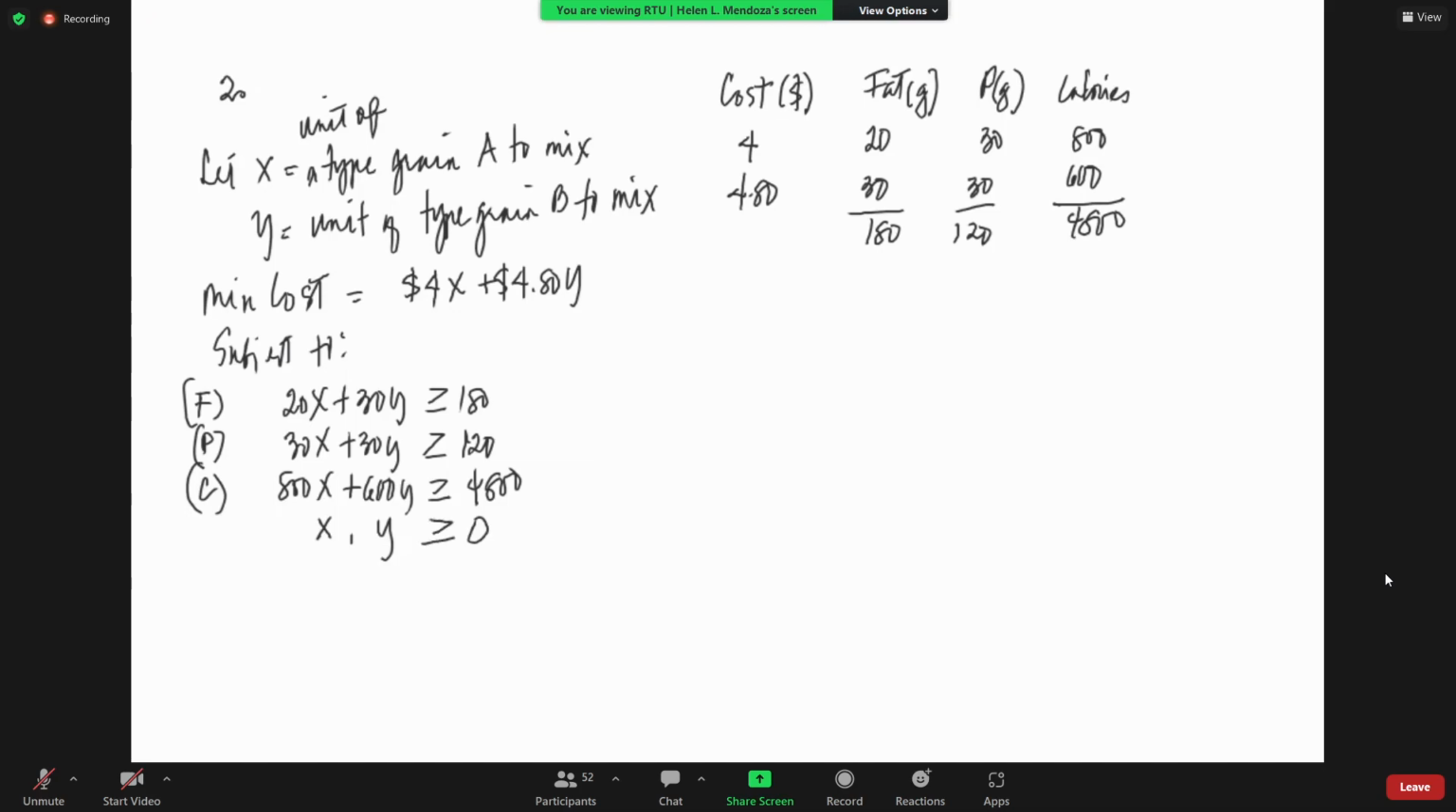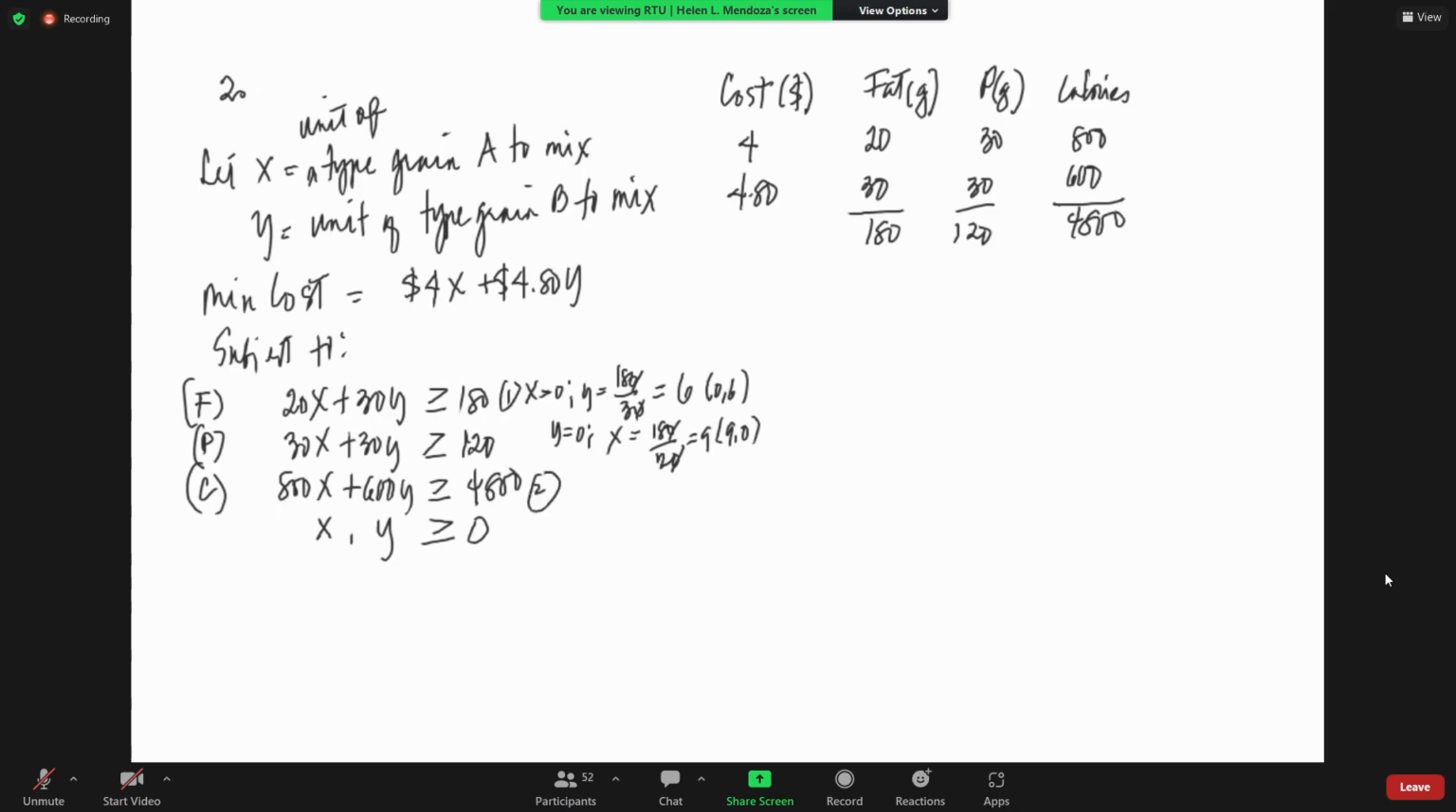So simplifying, we have if X is 0, Y is 180 divided by 30. So that is, we cancel, 18 divided by 3 is 6. Tama ba? So Y is 0, X is 180 divided by 20. So we have this canceled. So this is 9. So this is (0, 6) and (9, 0).